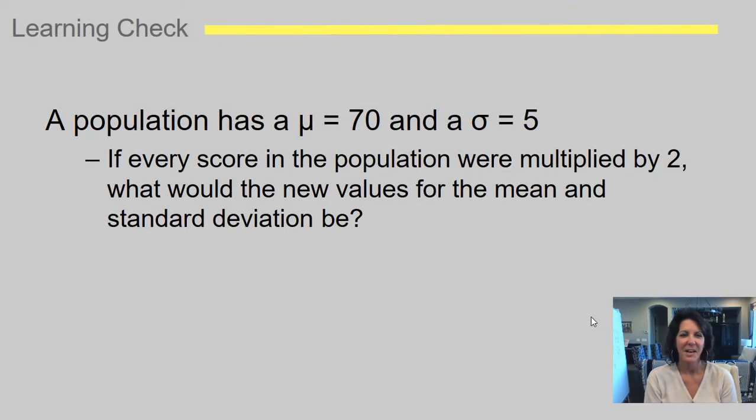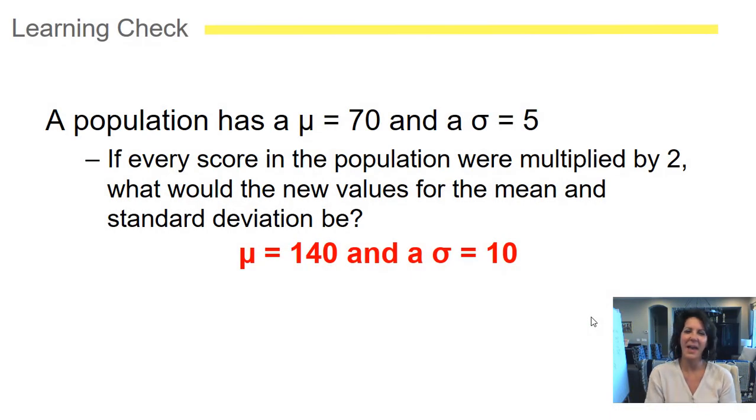Here's one more. A population has a mean of 70 and a standard deviation of 5. If every score in the population were multiplied by 2, what would be the new values for the mean and standard deviation? Ponder on that for just a moment. Okay, when we're multiplying, the mean is also multiplied. That's again review from the last lesson. So 70 multiplied by 2 would be 140. And from the rule that we just talked about, when we multiply every number in the distribution by the same number, we have to do that to the standard deviation as well. So 2 times 5 is 10.